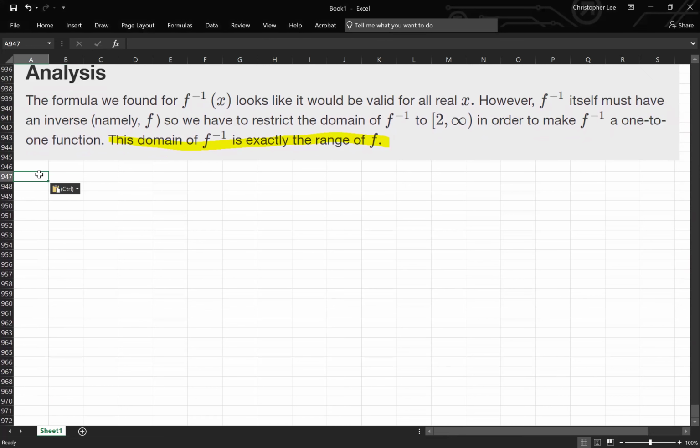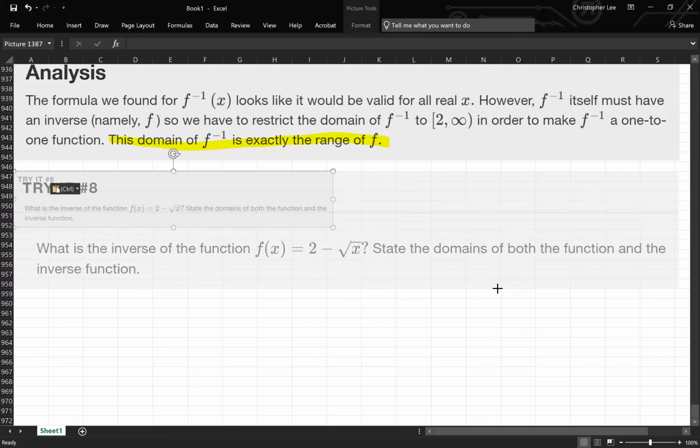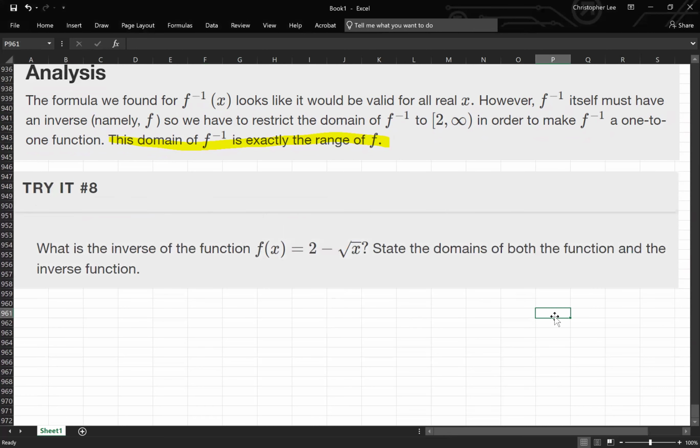Let's try another one. Once we solve the equation and get the x or the y by itself on one side, you swap their positions. That makes sense.